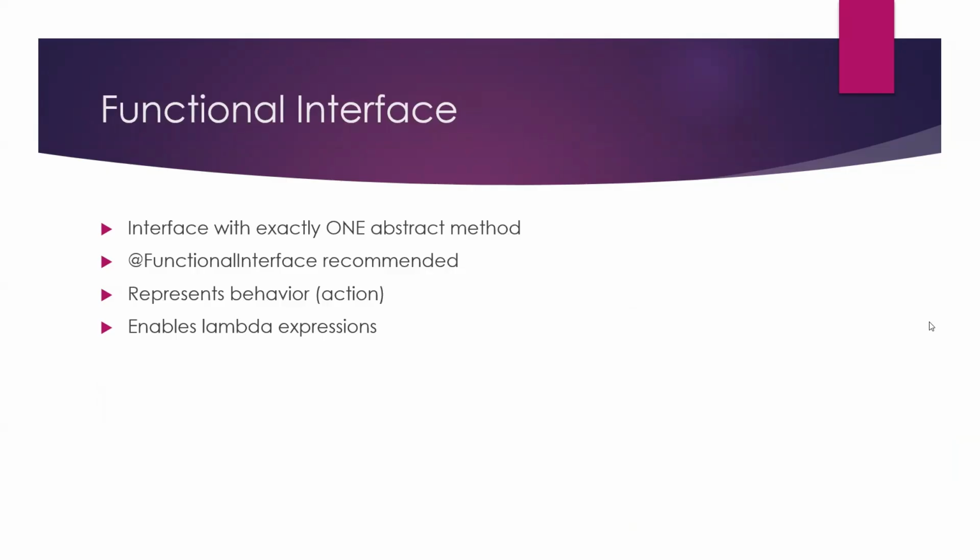So a functional interface is an interface that has exactly one abstract method. This I need to clarify. It has exactly one abstract method, but it does not mean that it cannot have non-abstract methods. It can have default methods, it can have static methods, but the fact of the matter is an interface which is a functional interface has exactly one abstract method.